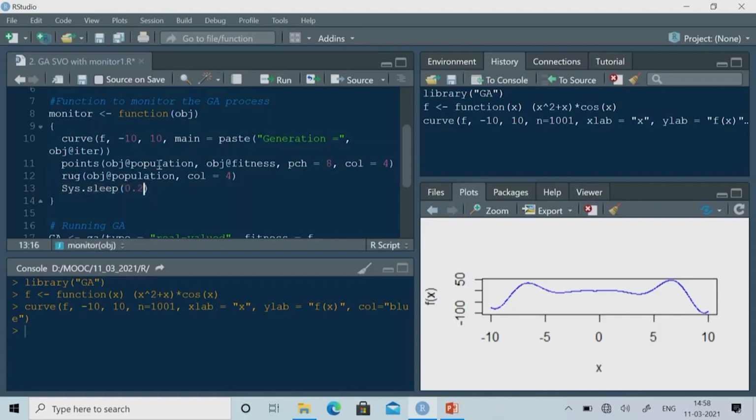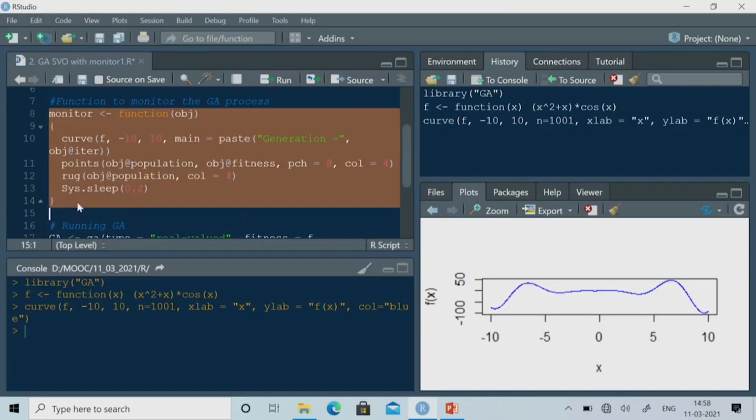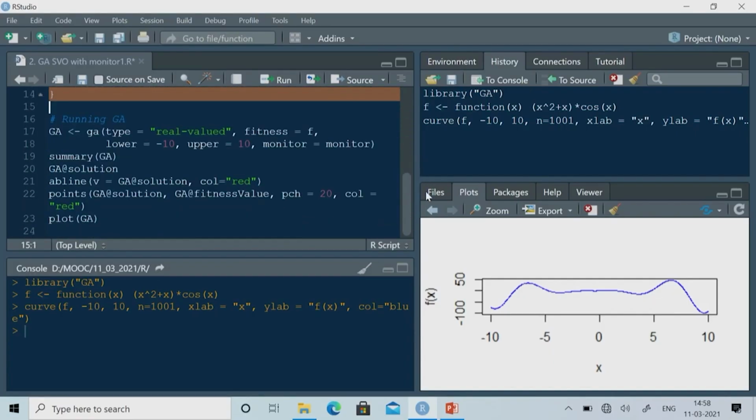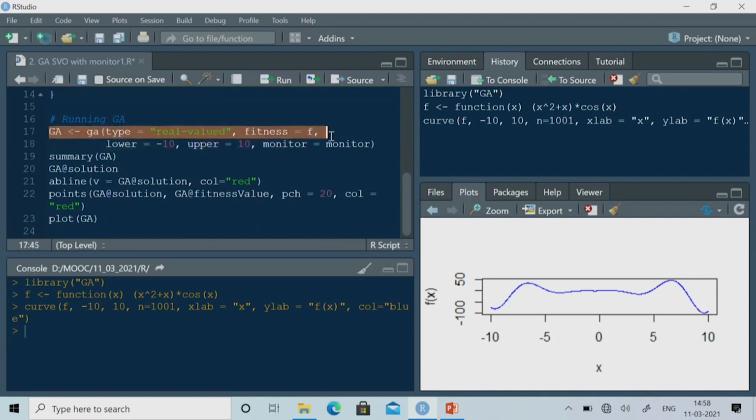So, what is happening? When you are running the GA function, this monitor function will be executed in every iteration. So, you can see that. So, now I have written the GA function. So, what is the difference? Here I am using real-valued again, the fitness function is f, the lower bound is minus 10, and the upper bound is 10. The only difference is that now I would like to monitor the processes. So, therefore, I am writing monitor equal to monitor. So, here monitor is a function.